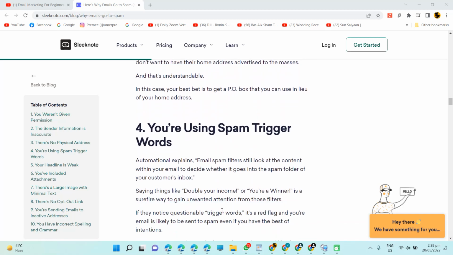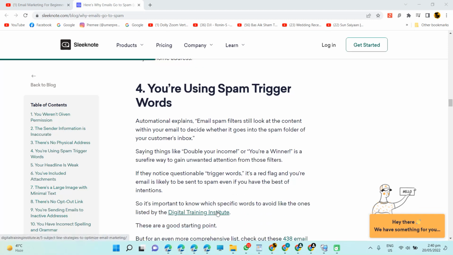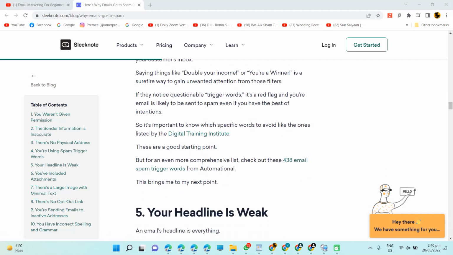Number 4. You are using spam trigger words. Automation will explain: email spam filters still look at the content within your email to decide whether it goes to the spam folder or your customer's inbox. Saying things like "double your income" or "you are a winner" is a surefire way to gain unwanted attention from the filter. If they notice questionable trigger words, it's a red flag that the email is likely spam, even from the best of intentions. So it's important to know which specific words to avoid.